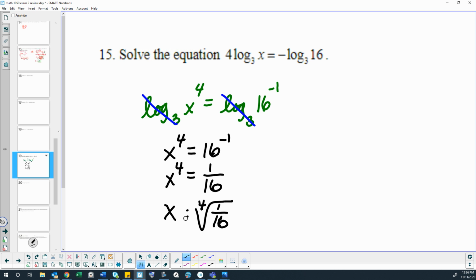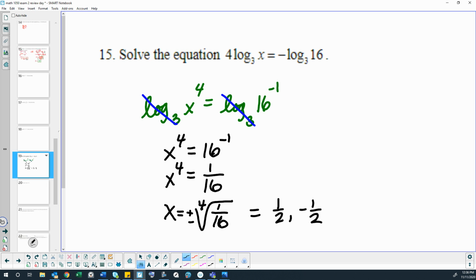And anytime you are doing a 4th or square root, you have to remember there's a positive or negative possibility, which means the 4th root of 16 is whatever number we multiply 4 times to get 16, which is 2. So that would be positive 1/2 or negative 1/2 as possible solutions.